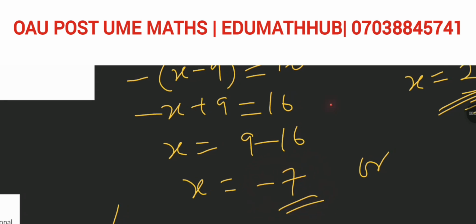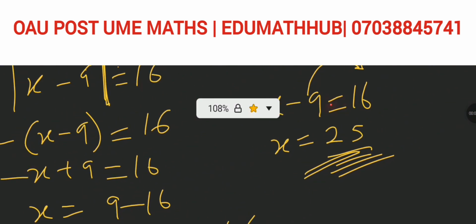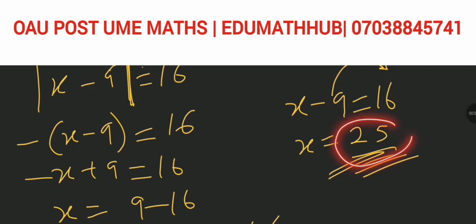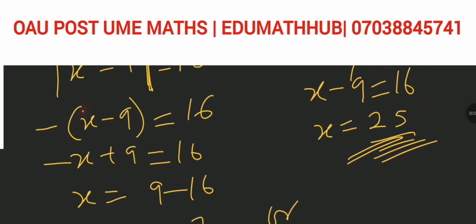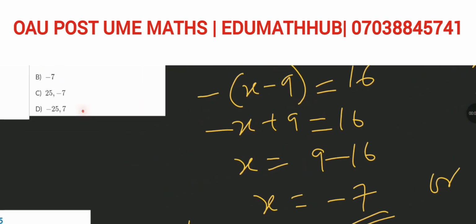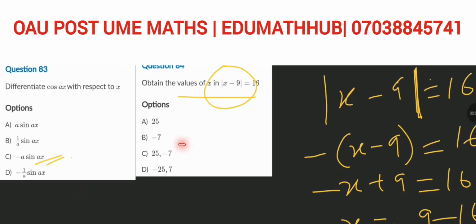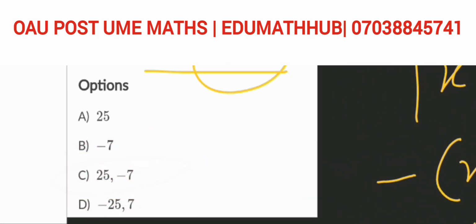Then the positive case will look like this. You have X minus 9 is equals to 16. Then this 9 comes to this side. That will give you X is equals to 16 plus 9. 16 plus 9 is 25. So the two answers are X equals 25 and X equals minus 7. So go to your options and look for X equals 25 and minus 7. So the answer is option C, as you can see there.